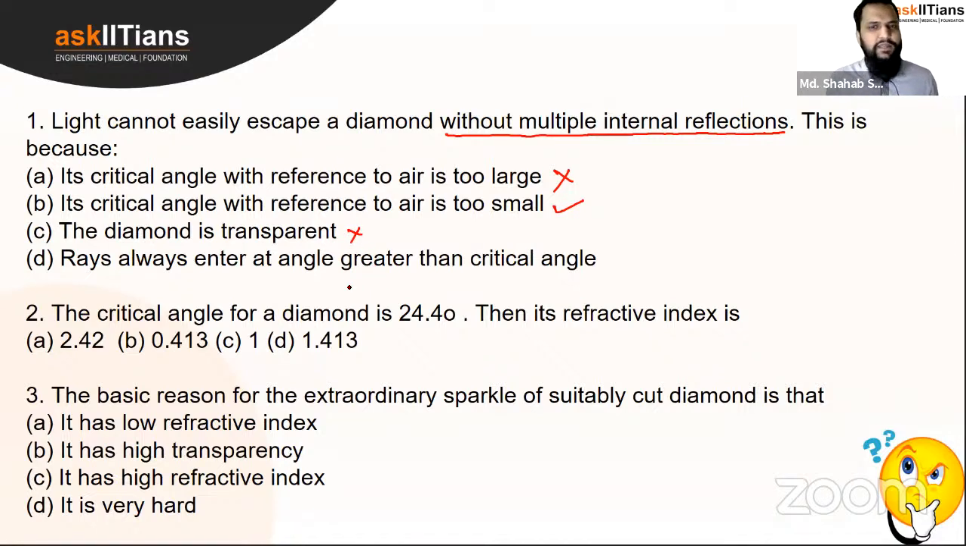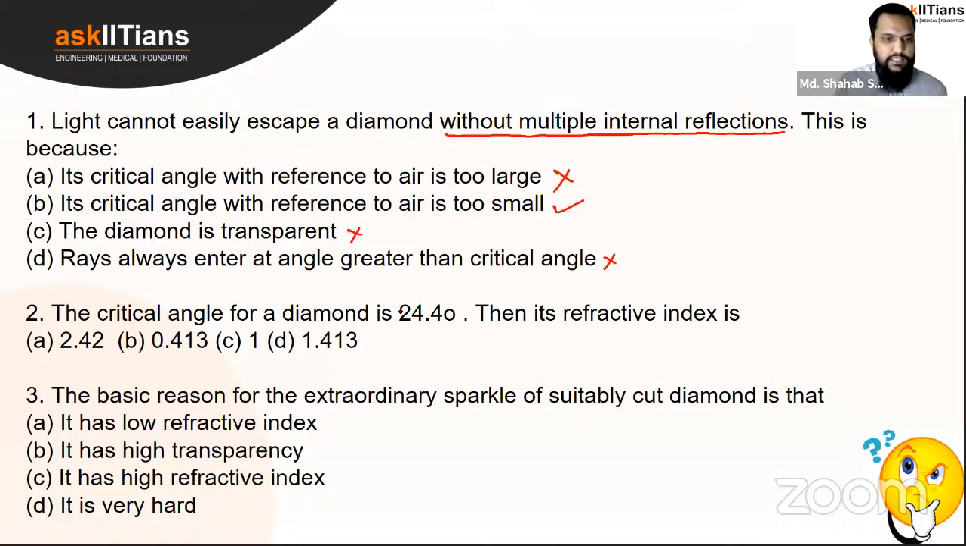This one is not correct. Diamond is transparent. Being transparent has nothing to do with TIR, right? Rays always enter at an angle greater than critical angle. Is it true? No, it's not true, right? Rays can enter into the diamond with incidence angle less than critical angle also, okay, or more than it, can enter at any angle of incidence. So this is also not possible.